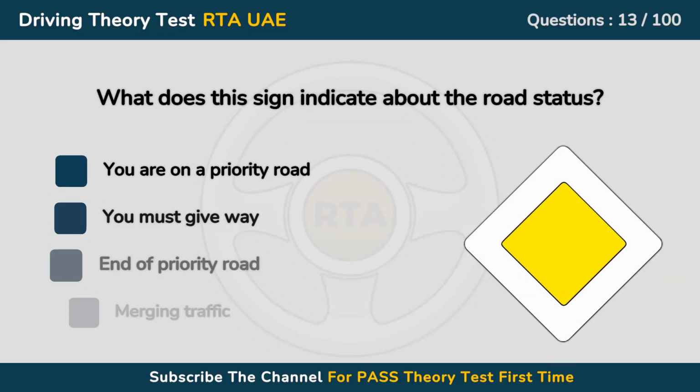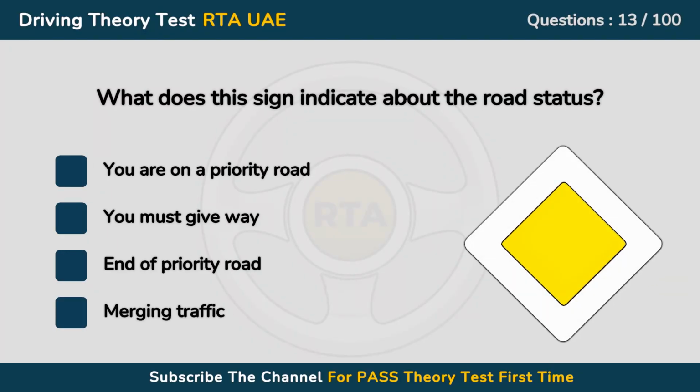Question 13. What does this sign indicate about the road status? A. You are on a priority road. B. You must give way. C. End of priority road. D. Merging traffic.